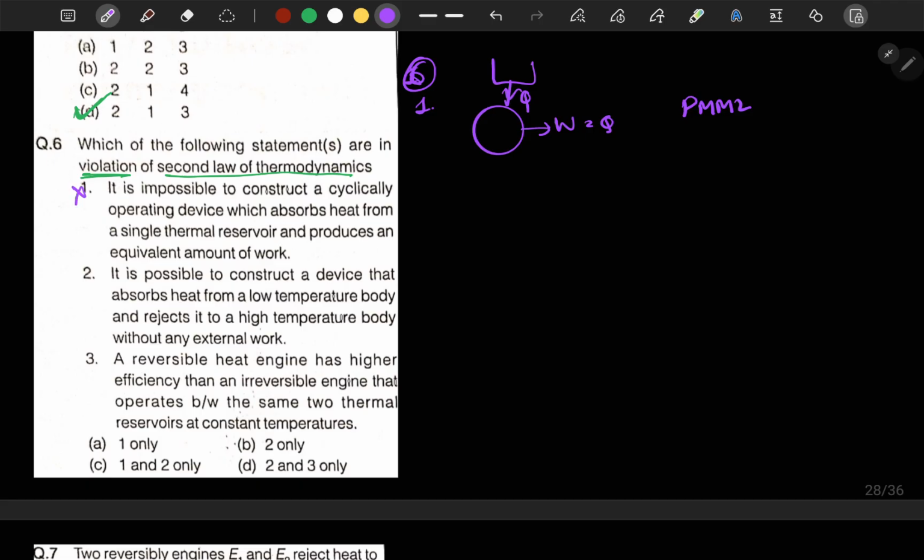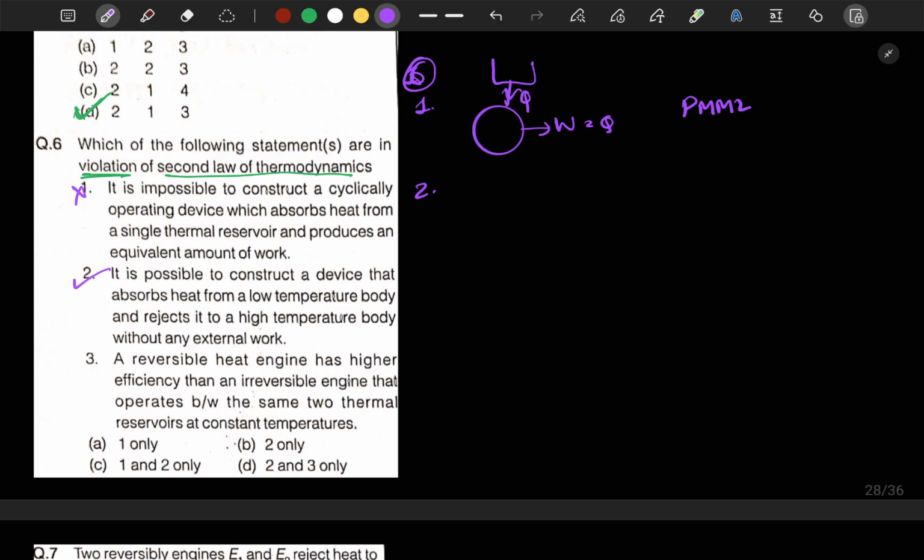Okay, next we will see part 2. It is possible to construct a device that absorbs heat from a low temperature body and directs it to a high temperature body without an external work. So this is our Clausius statement. Clausius stated that this type of device is not possible. Since it is mentioned heat goes to high temperature without any external work, this is a violation of the second law of thermodynamics.